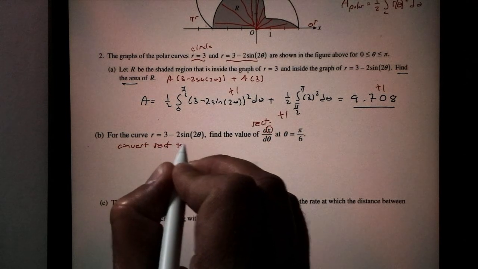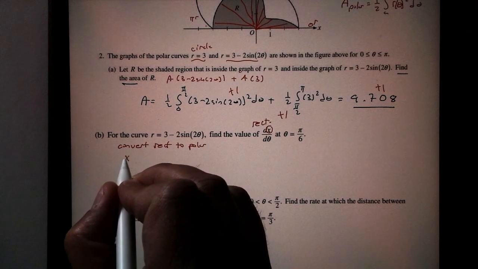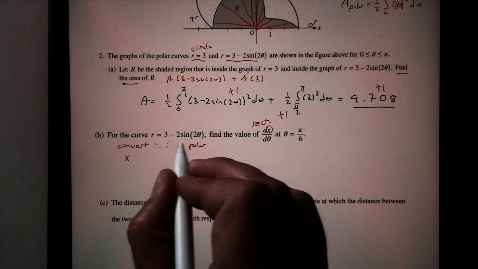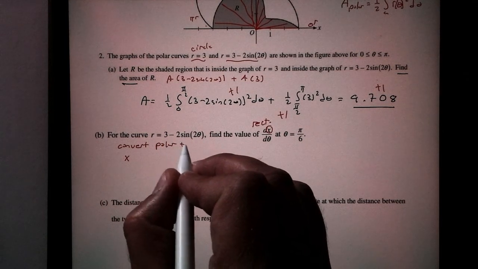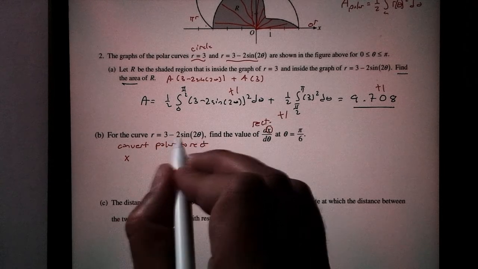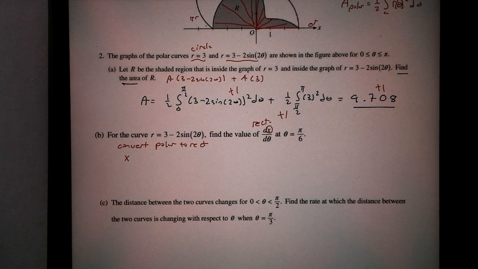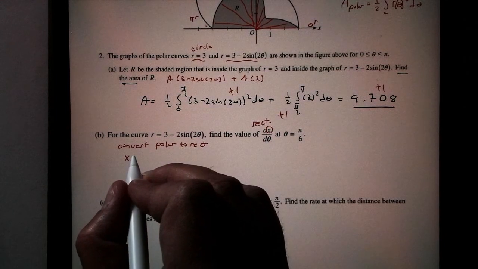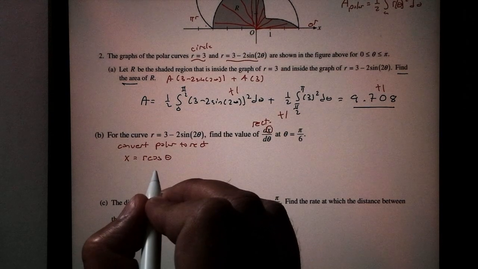Rectangular to polar. And we should remember how to do that. Remember, we're converting polar to rectangular. There we go. We have to convert polar to rectangular because I'm given a polar graph, but I want to find a rectangular slope. So we have to make x in terms of theta, and our rule is x is just r cosine theta.